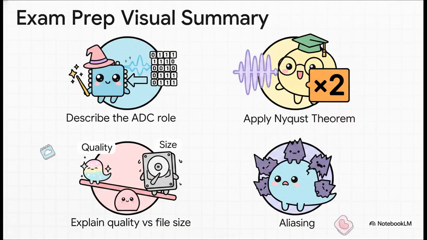When you finally sit down for that exam, make sure you're ready to confidently explain these core mechanisms. Know the ADC's role in converting electrical signals straight into binary. Remember to apply the Nyquist theorem, just double the highest frequency. Be ready to explain the big trade-off, where higher quality equals larger file sizes. And lastly, know that if your sample rate is just too low, you're going to get a very specific kind of distortion called aliasing, which is where totally incorrect frequencies start showing up in the audio.